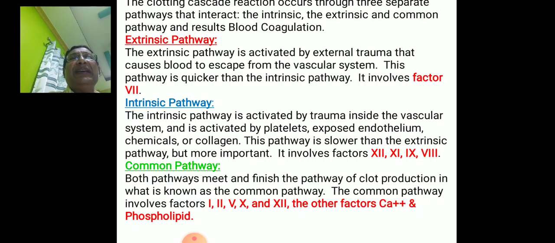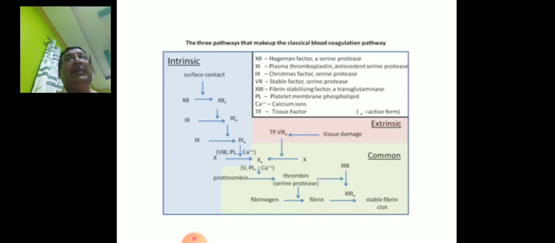After the extrinsic and intrinsic pathways, there is another pathway, the common pathway. Both pathways enter the common pathway, where they meet and finish the clot formation. The common pathway involves factors 1, 2, 5 and 10 and 12. The other factors are calcium, divalent, and phospholipids. So, all these factors act simultaneously through the extrinsic, intrinsic and common pathways, and ultimately help in blood coagulation, the blood clotting.